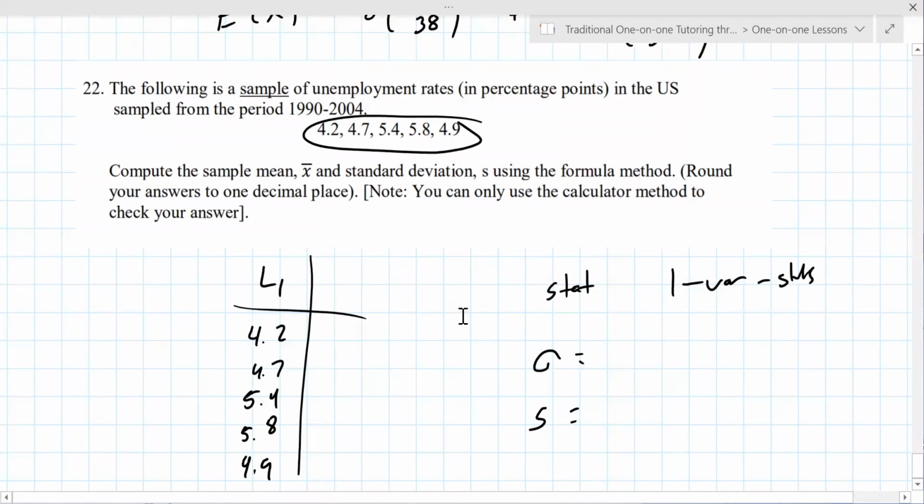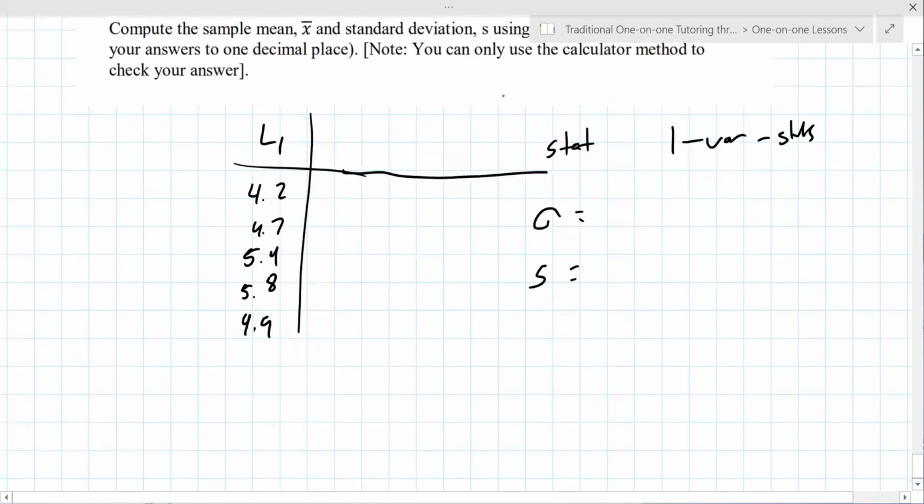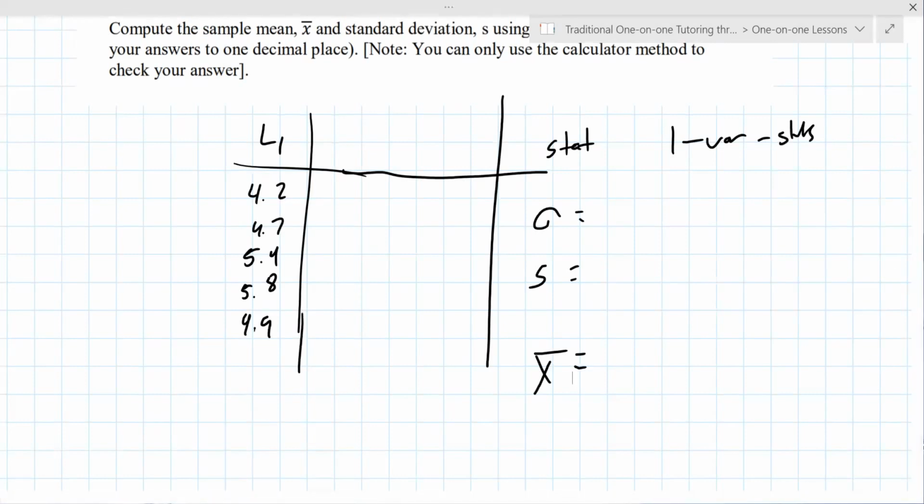Oh, it does say you can only use the calculator method to check your answer. So I think you might be expected to do this by hand, but that's okay. Let me know what you get for a mean when you got this up. It just has an error because I don't have an L2, for one variable statistics.